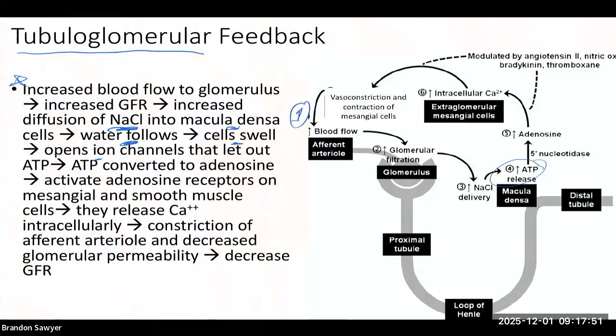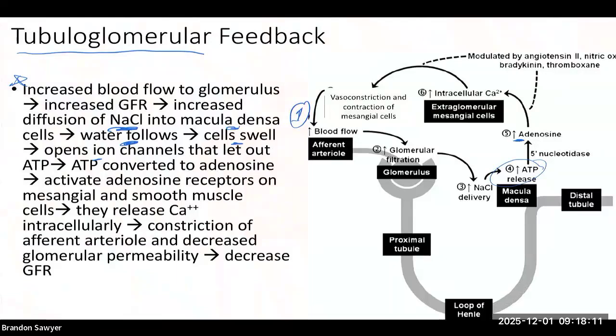Outside of the cells, it gets broken down, which results in the formation of some broken down ATP, which is adenosine, right? We have adenosine receptors all over our body. Adenosine receptors are super common, and this is an example of one, okay? So now we have increased levels of adenosine, okay?